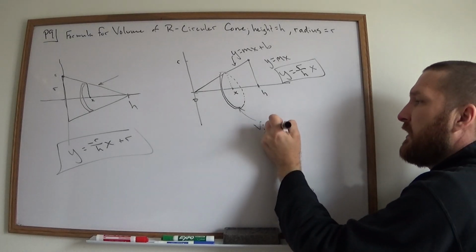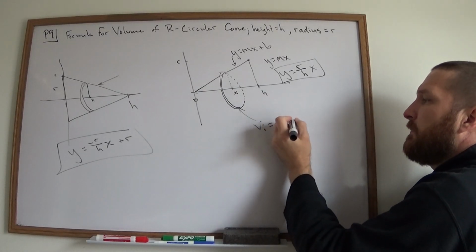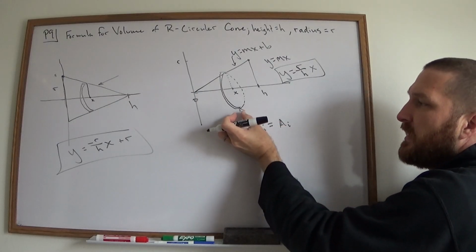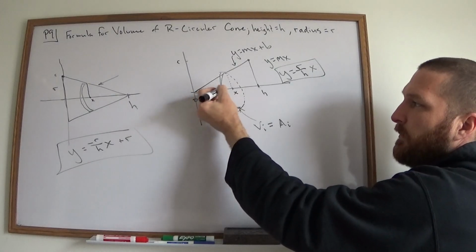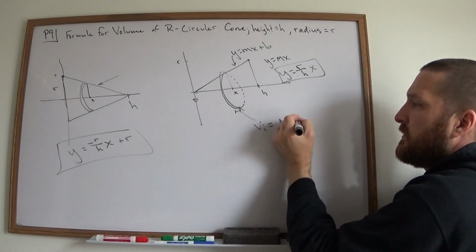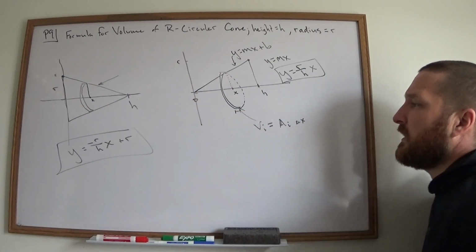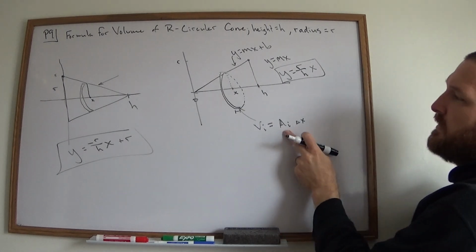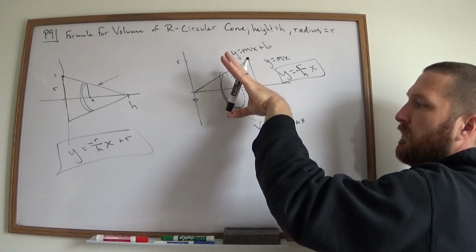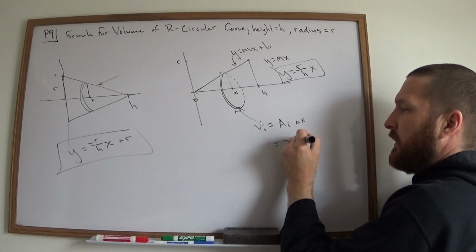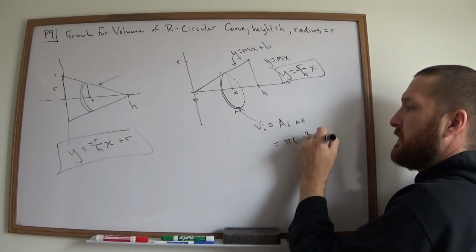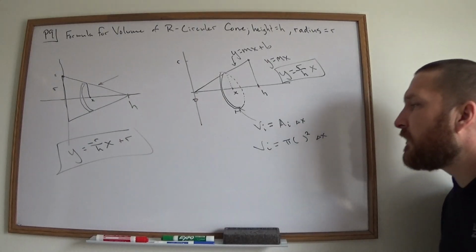Volume is an area times a depth or a length, and in this case that length is, we're going to say delta x, because we're going to chop up the x-axis. And so that's A_i times delta x. That area is the area of a circle, and the area of a circle is pi r squared. Pi r squared delta x will be the ith volume.